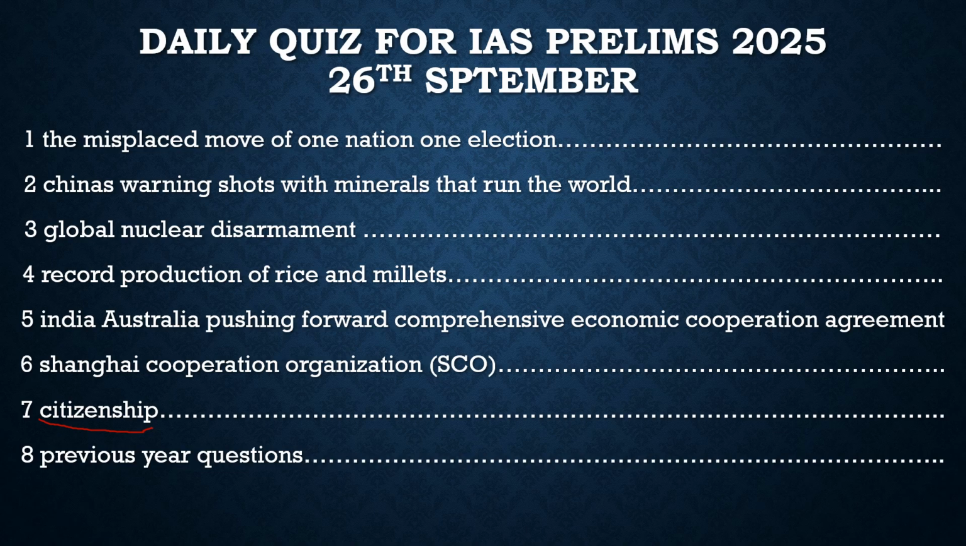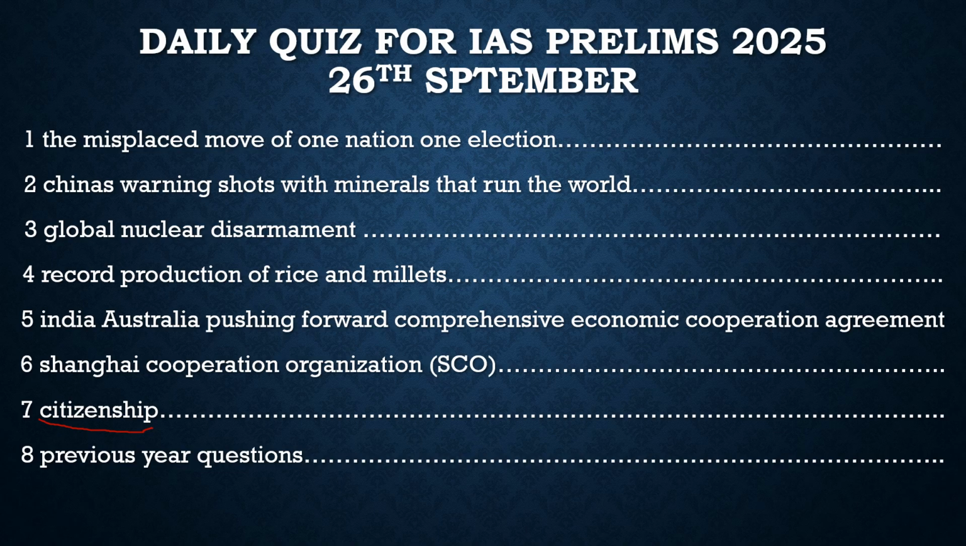Then the next article in the news is about global nuclear disarmament. It is 26th September today, and it is the International Day for the Total Elimination of Nuclear Weapons. With respect to this, we should know that the United Nations General Assembly adopted the Treaty on the Prohibition of Nuclear Weapons, which is TPNW. With respect to that, we will understand in the questions what this treaty is.